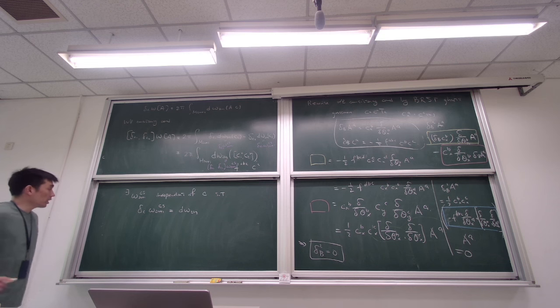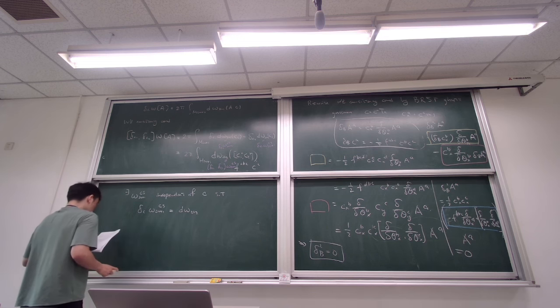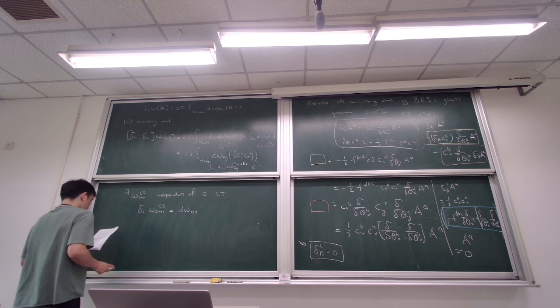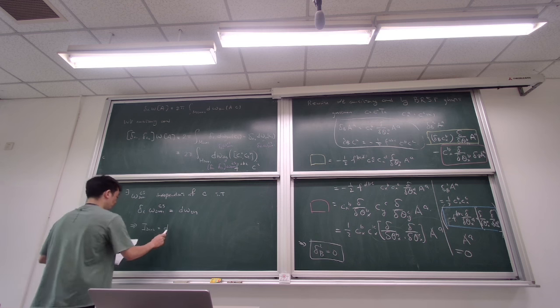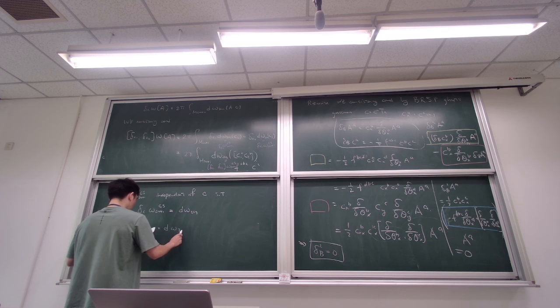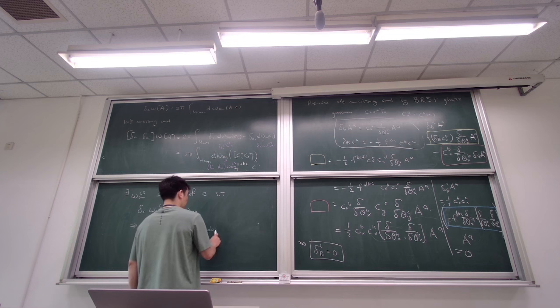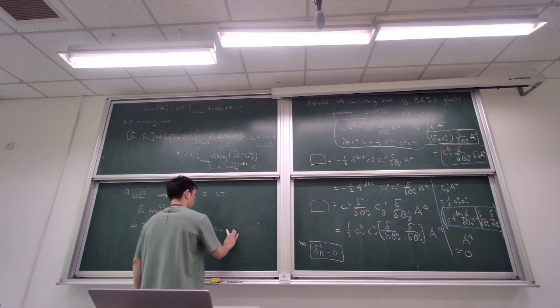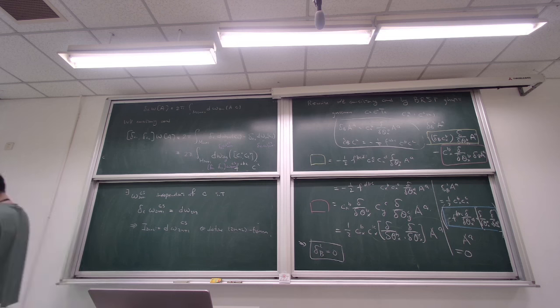Okay, and then we define a (2n+2)-form I^(2n+2) as just the exterior derivative of the (2n+1) Chern-Simons form ω^(2n+1). So this is the definition: the (2n+2)-form is just the exterior derivative of the (2n+1) Chern-Simons form.